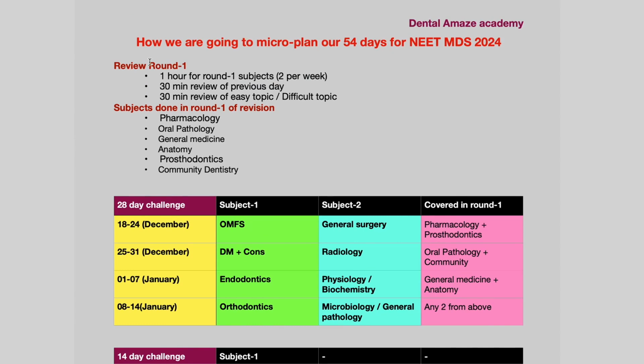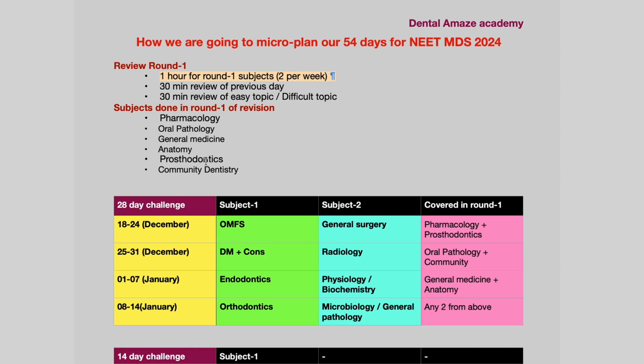Now we have done 6 subjects in round 1 of revision, isn't it? Round 1 of revision is over, where we were doing the most difficult 6 subjects: pharma, oral path, general medicine, anatomy, prosto and community. So what you have to do is review the round 1 subjects. That is 1 hour of round 1 subjects every day to be reviewed. I'm not using the term revision, it's review. So it should be fast enough.